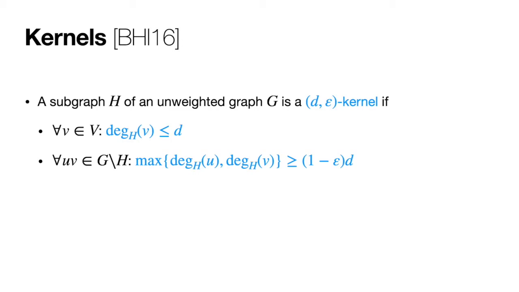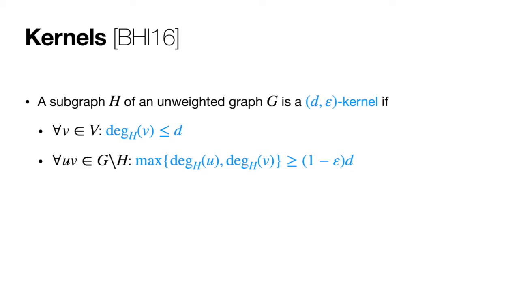First, the kernel has maximum degree d. Second, if some edge is missing from the kernel, that is, it's present in G but not in the kernel, then one of its endpoints must have degree nearly d. To gain some intuition for this definition, note that a D0 kernel is just a maximal D matching. Using non-zero values for epsilon gives some slack in this maximality constraint and thus makes the subgraph easier to maintain.